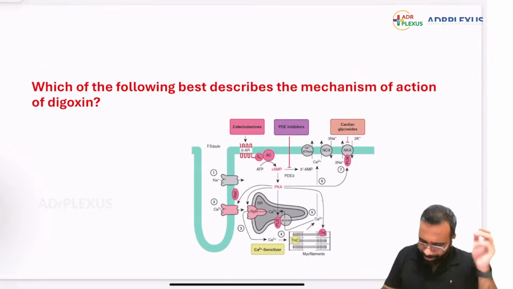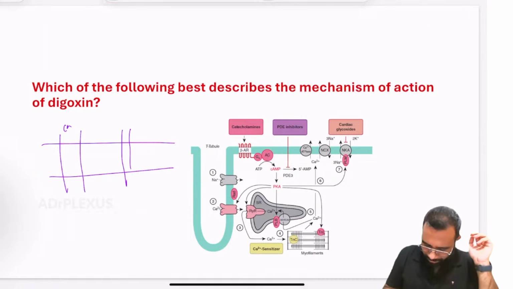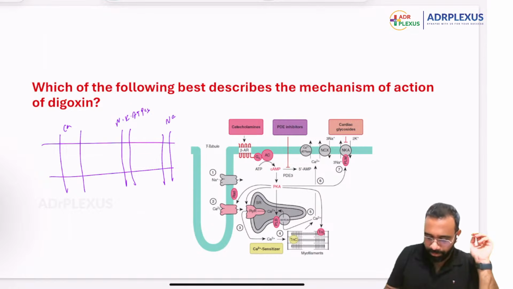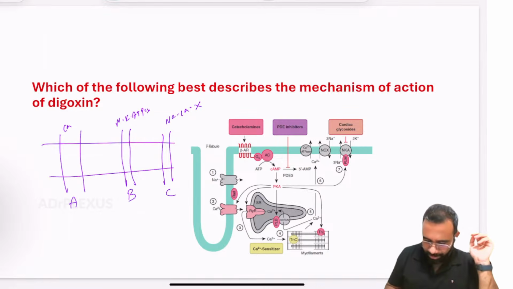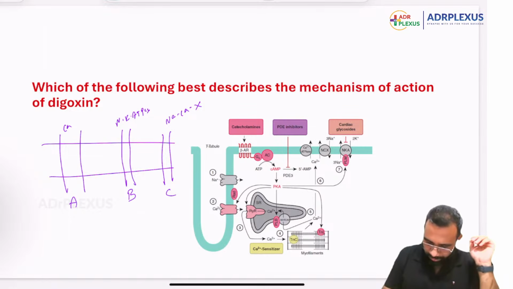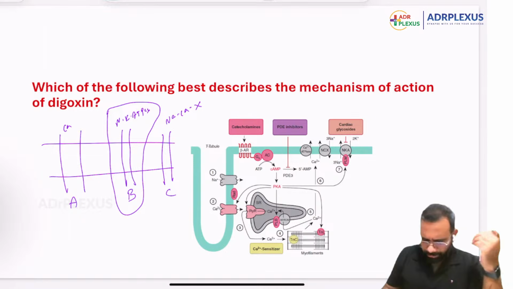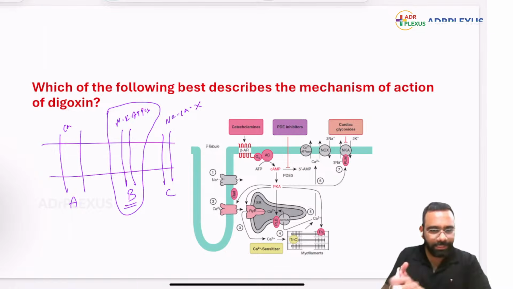He has given the picture, not the exact picture. He has given a cell membrane, something like a calcium channel, a sodium potassium ATPase, and a sodium calcium exchanger. He labeled them A, B, C, and asked, digoxin is acting on which one, A or B or C? That's what he has asked. Against B, what is the drug which is acting? That is the kind of question he asked in the exam.